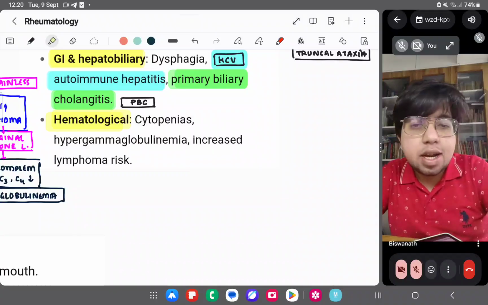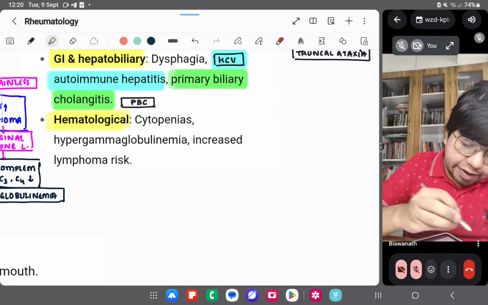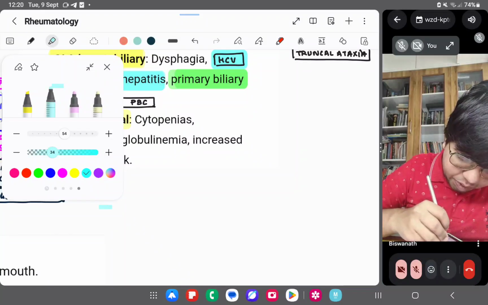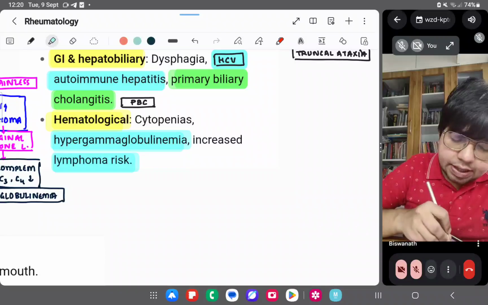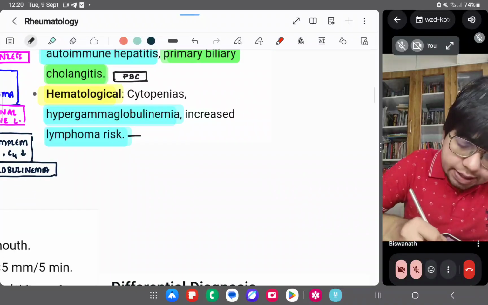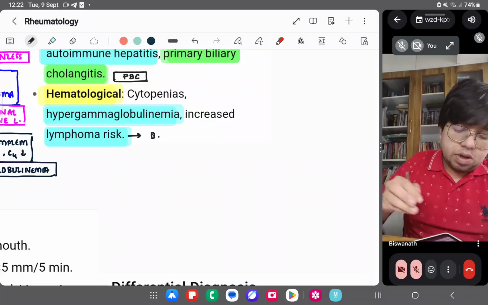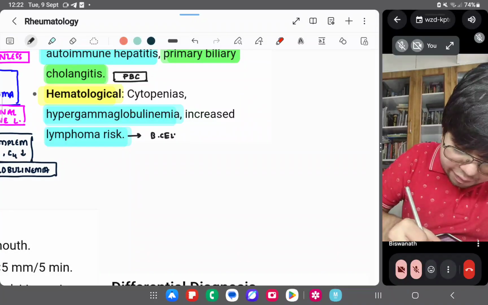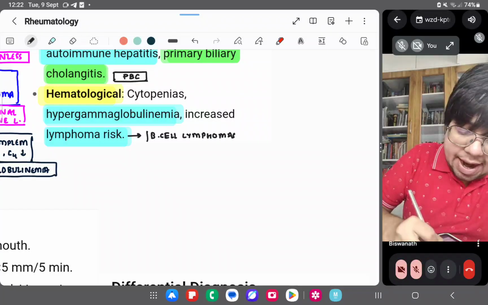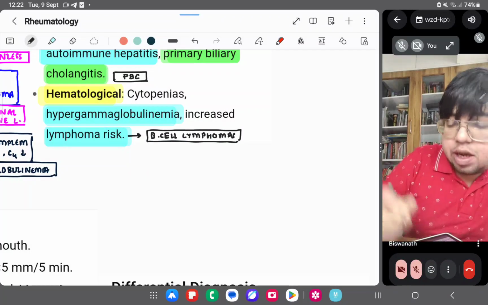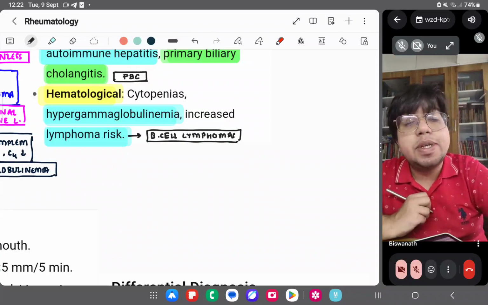And the last thing I can say is hematology. What are the hematological conditions that may be involved? So you can have cytopenia. You can have hypergammaglobulinemia. You can have an increased risk of lymphoma, that is a B cell lymphoma. And please be alert for B cell lymphomas. Please do catch B cell lymphomas.